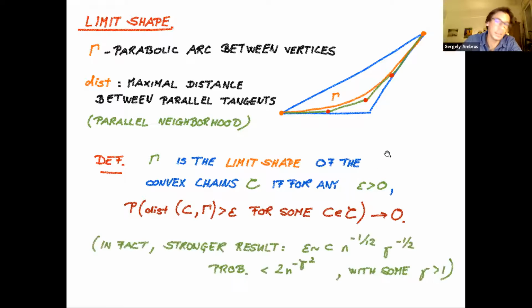And actually, it is even true in a stronger form. We prove the result in the form that this epsilon also goes down to 0, and still the probability goes to 0. So in the language of parallel neighborhoods, with huge probability, this longest convex chain is going to be very, very close to this parabola. So that's what we mean by limit shape result. We proved it for the convex chains.